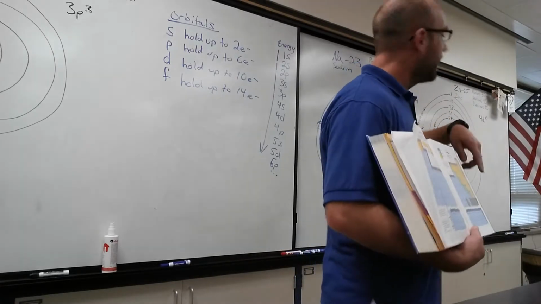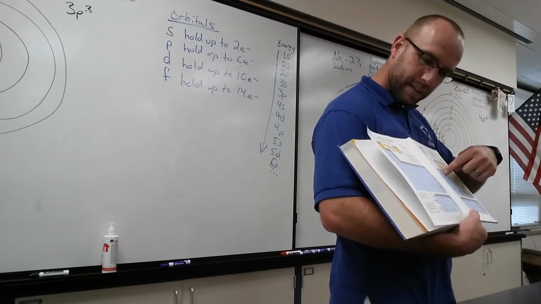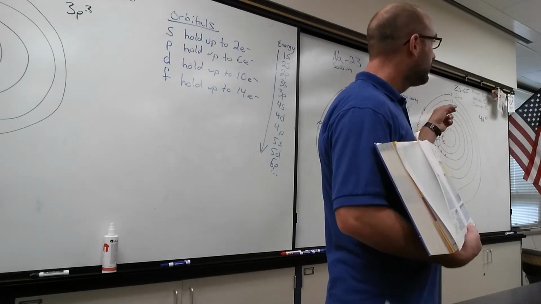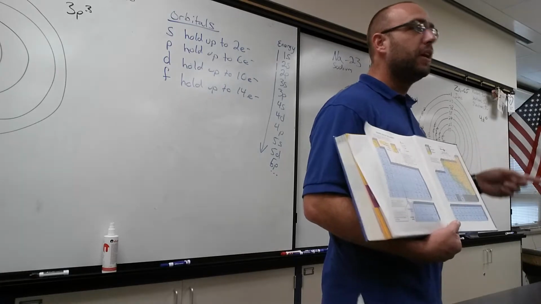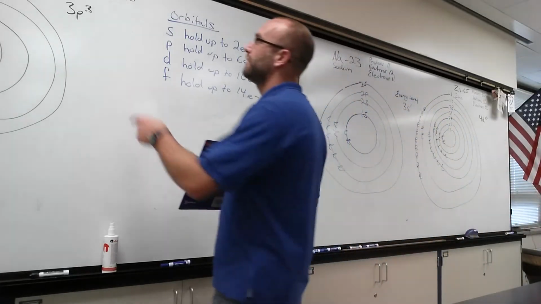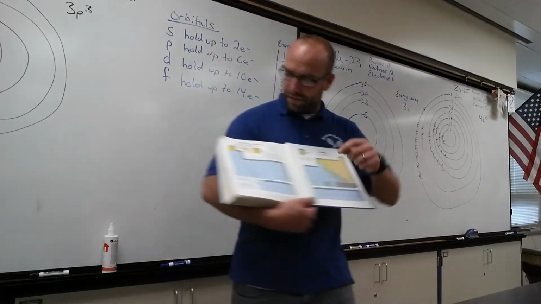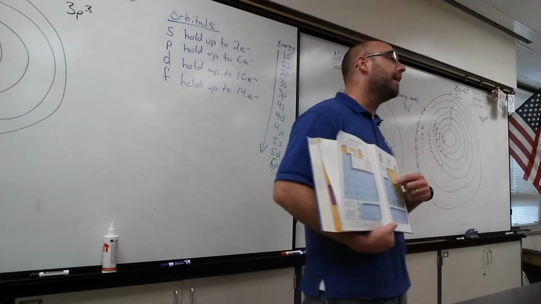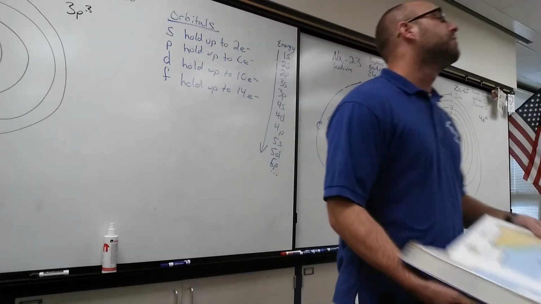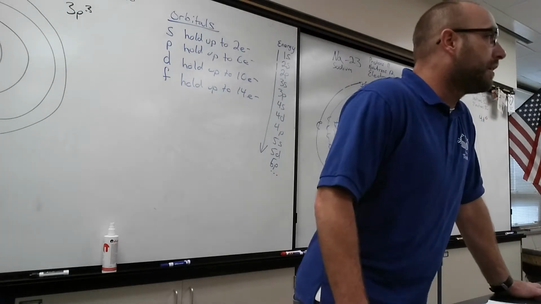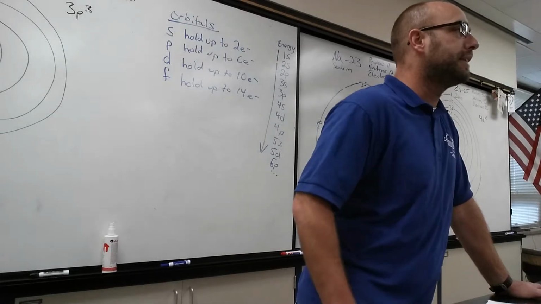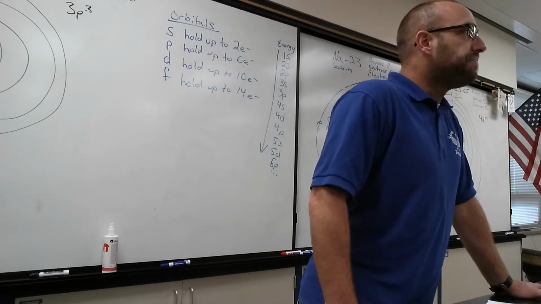Look at zinc. Zinc is right here. It is in 4D10. All right, last one. Let's see if we're really that smart. Phosphorus, 3P3. See that? So we can always check our work to make sure we've done it correctly by checking what the book says, by looking at our periodic table and knowing where they are.